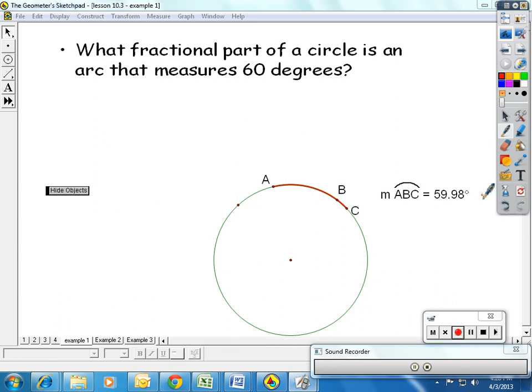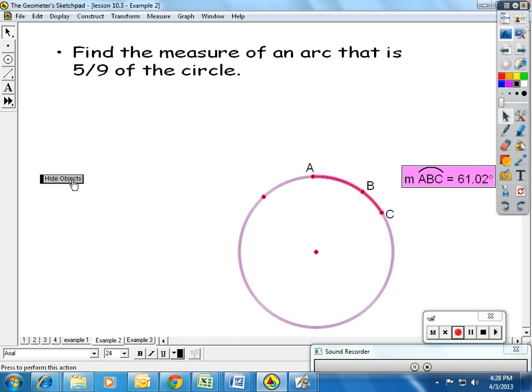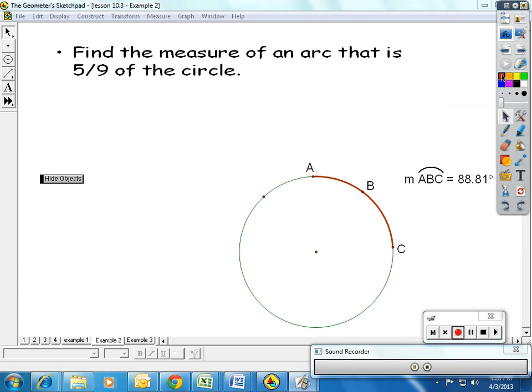Let's try example 2. Find the measure of an arc that is 5/9 of the circle. Okay, so I'm dealing with an arc here. I want it to be 5/9. So what is this measure now? I'm going in the other direction, and I know the fractional part is 5/9. Well, just in our head, 5/9 is a little bit over half, isn't it? So we know that our measure is going to be over 180 degrees because it's 5/9 of the circle.